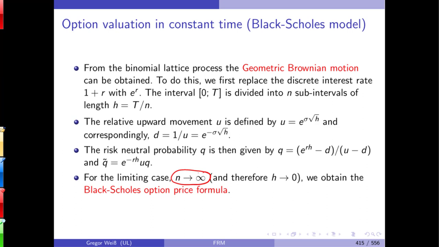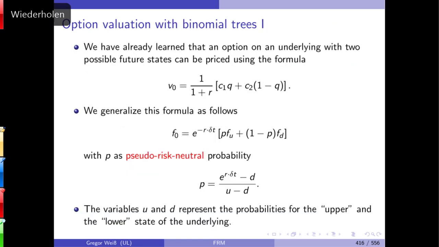Now the relative upward movement, u, in this case is defined by the exponential function of sigma times square root of h, where h is the interval you are taking from step 1 to step 2 and so on. And d is 1 over u. And this is the Black-Scholes option price.